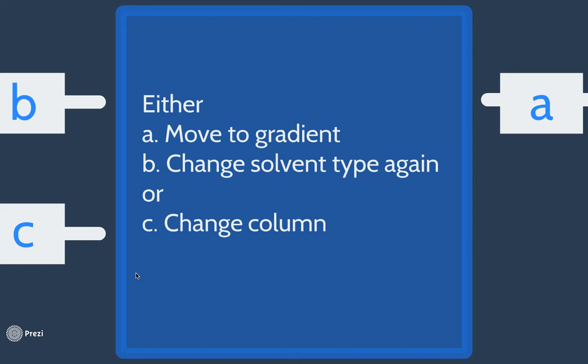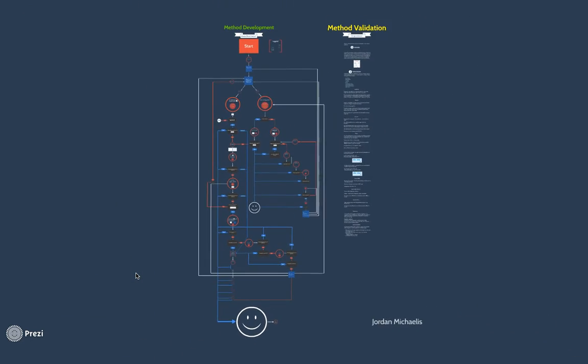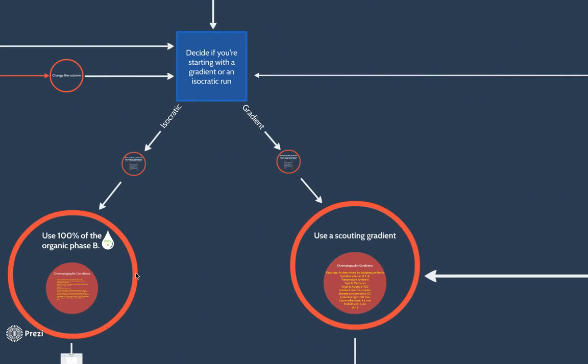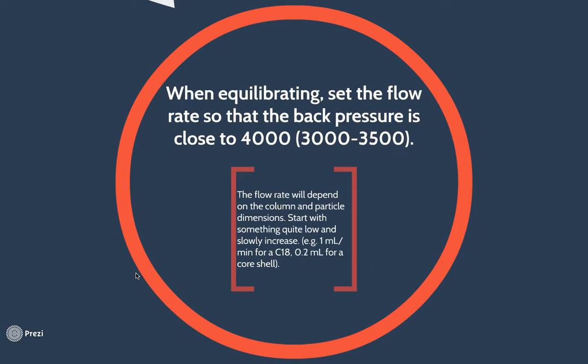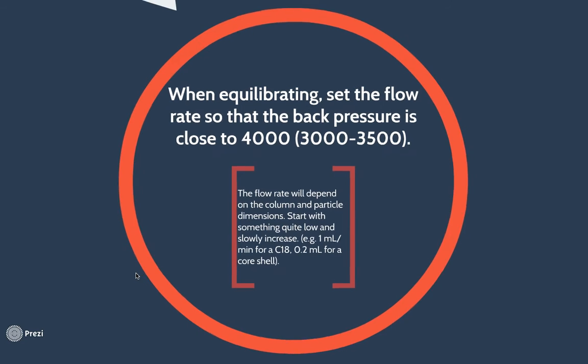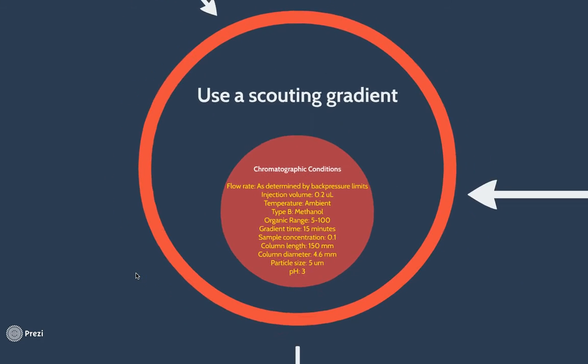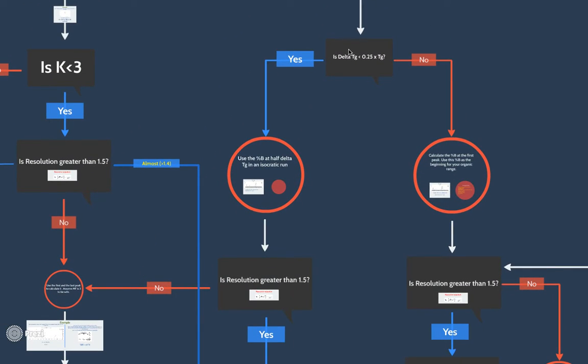So let's say this time we decided to move to the gradient. We're back at the start here, so we've chosen the gradient method. Like in the isocratic, we need to set our flow rate close to the maximum back pressure without exceeding it. We use a scouting gradient. We look at the gradient, we calculate delta Tg and 0.25 times delta Tg. If delta Tg is less, so if we answer yes to this question, we go and use an isocratic method. We take the percentage B at half the delta Tg, check our resolution.